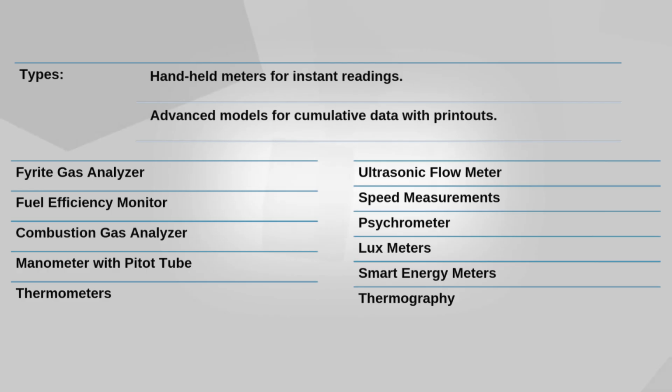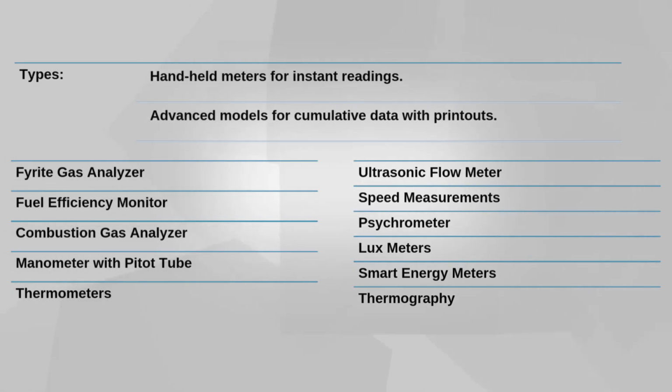Fyrite gas analyzer. The Fyrite gas analyzer measures the concentration of gases such as carbon dioxide and oxygen in the flue gases. It uses a hand blow pump to draw the gas sample into the solution, where a chemical reaction changes the liquid volume, indicating the gas percentage. This method, known as the Orsat method, uses specific reagents to absorb gases. The Fyrite's unique feature is that the absorbing fluid also serves as the indicating fluid.